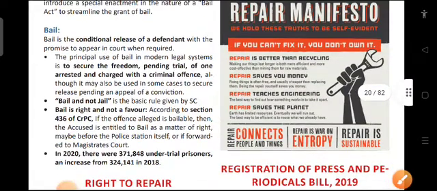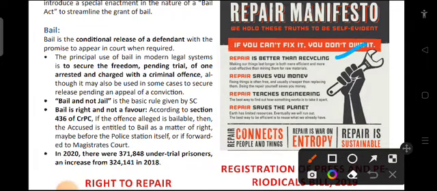If you can't fix it, you don't own it. So repair is better than recycling. Repair saves you money, repair teaches engineering, and repair saves the planet. So right to repair is an important aspect. We have to look into it.